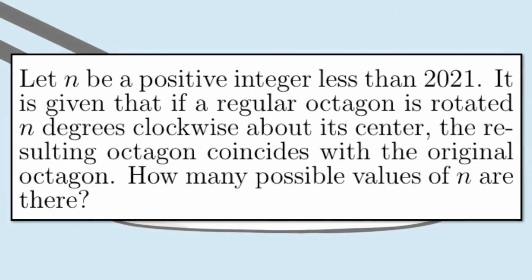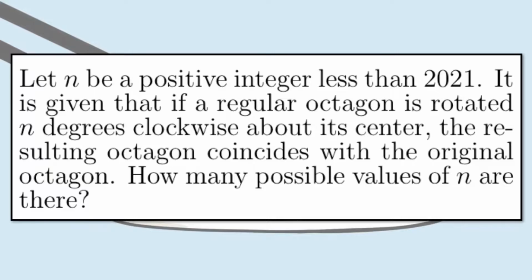Let n be a positive integer less than 2021. It is given that if a regular octagon is rotated n degrees clockwise about its center, the resulting octagon coincides with the original octagon. How many possible values of n are there? As usual, pause this video if you would like to give this item a try. And if you're done, let us dive into the solution.